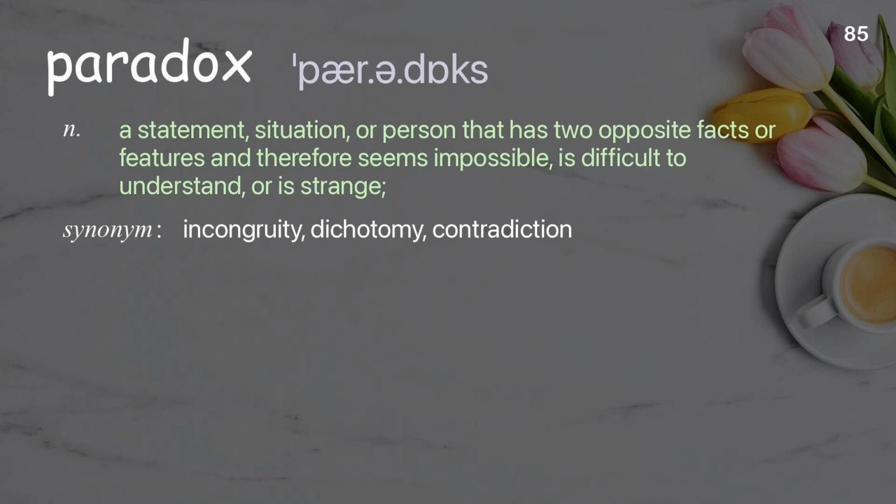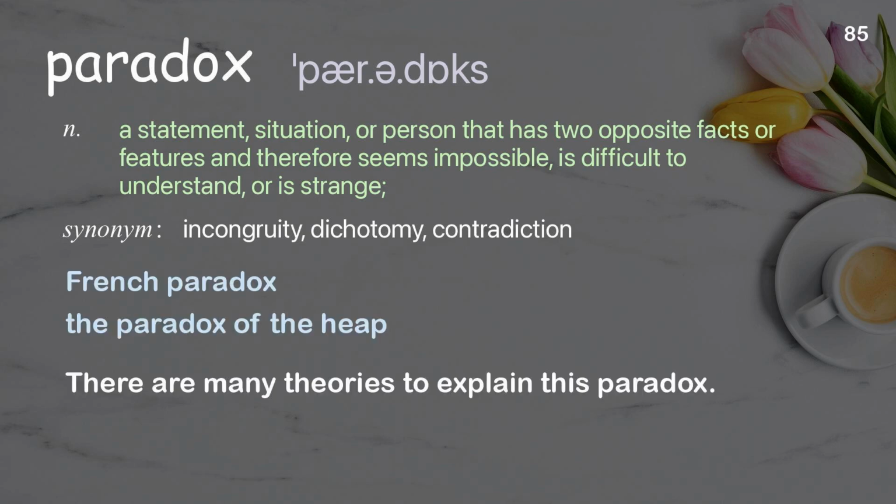Paradox. A statement, situation, or person that has two opposite facts or features and therefore seems impossible, is difficult to understand, or is strange. Examples. French paradox. The paradox of the heap. There are many theories to explain this paradox.